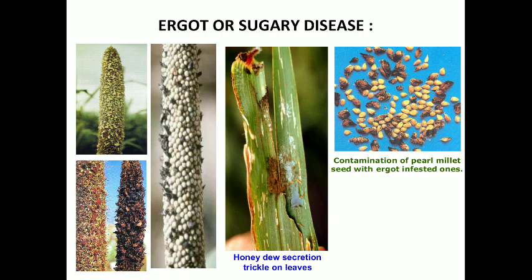Next disease, that is ergot or sugary disease. Here also the symptoms are divided into two stages. First one, honeydew stage. From the infected spikelets, a sticky honeydew-like secretion exudes. This is the first stage as shown in the diagram. And second, sclerotial stage. Here the infected ovary turns into sclerotial bodies, and these sclerotial bodies are mustard-like, dark brown and larger than the seed.